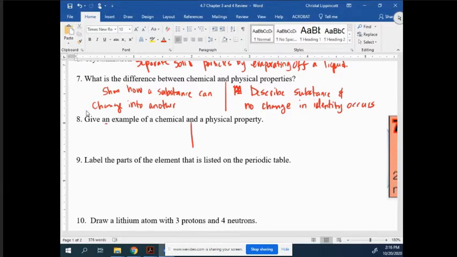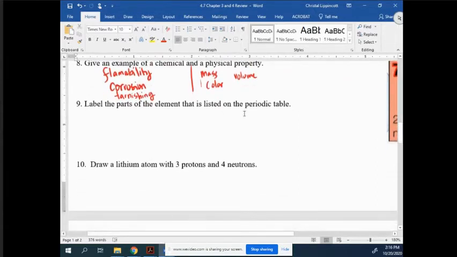Examples of chemical properties would be flammability, corrosion, trying to think of tarnishing. All of those would be examples of chemical properties. Physical properties, you could have mass, color, so those just go on and on. Volume, any of the ones that we listed up above when we were doing the extensive, intensive, all of those would be physical properties as well.